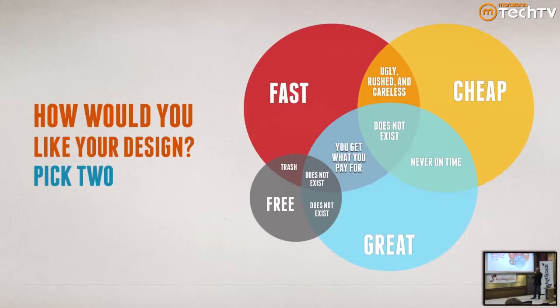Right. So, how would you like your design? This is the typical value circle. Good thing you can see it here. So you can pick two, right? Just like in development, there are a lot of parallels. If you want something fast and cheap, for example, it will be ugly, rushed, and careless. If you want something fast, cheap, and great, sorry, it doesn't exist. Same thing for free: fast, cheap, and free doesn't exist, or free and great doesn't exist. Fast and free exists, it's called trash. Cheap and great is never on time, so keep that in mind, okay?